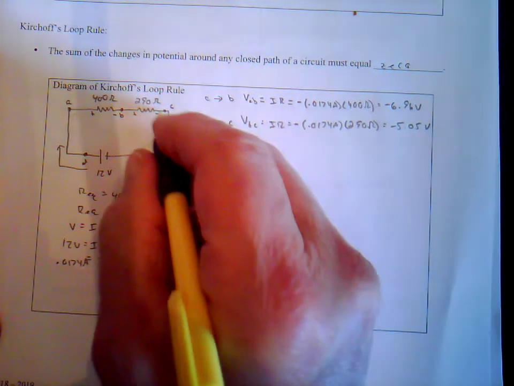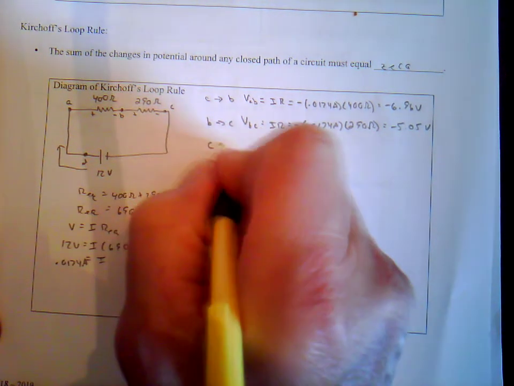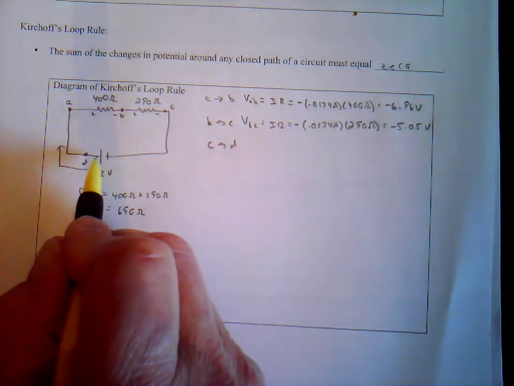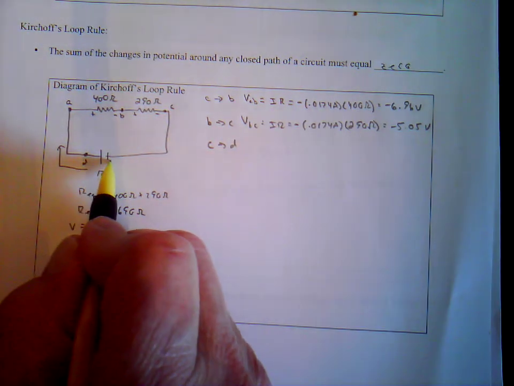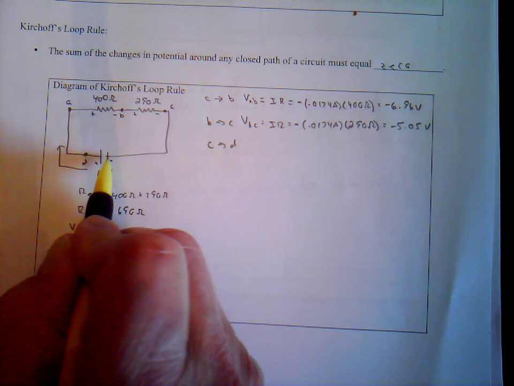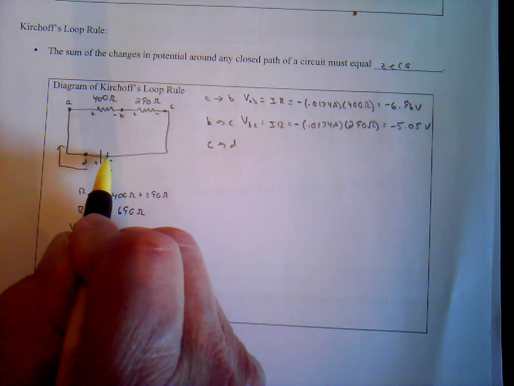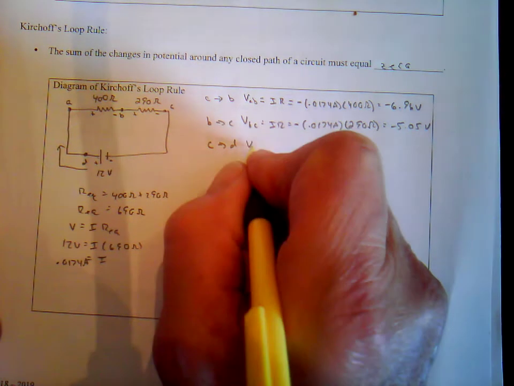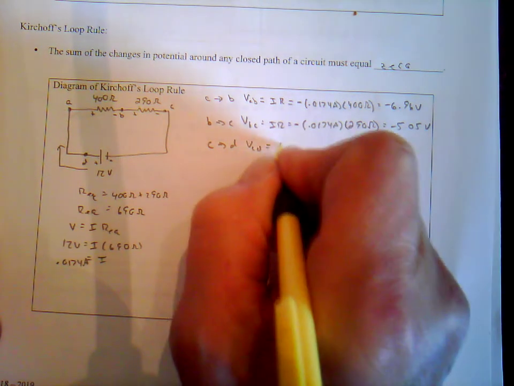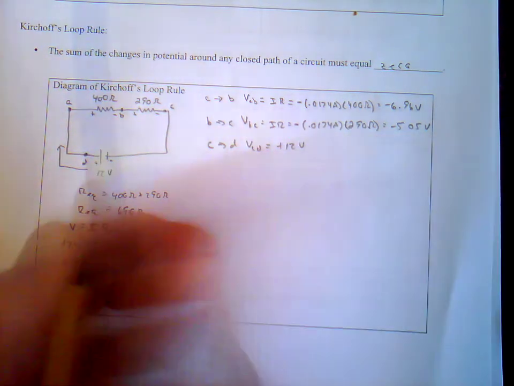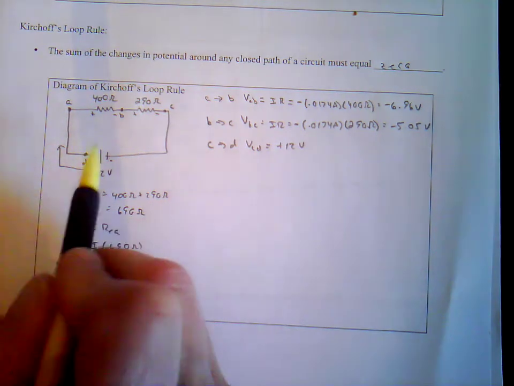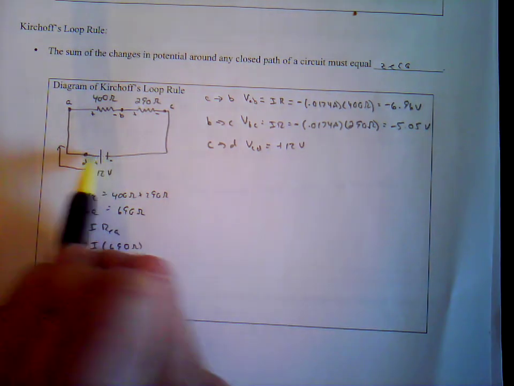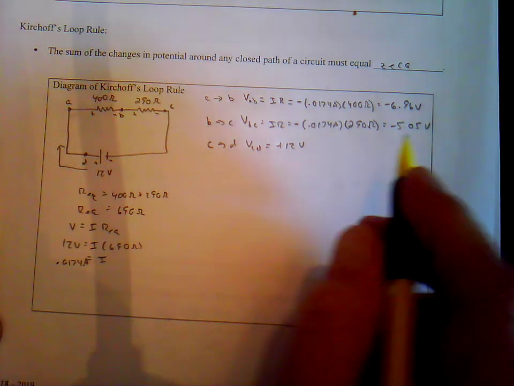Now we're going to go from point C to point D. We're going across a battery this time, and going from C to D, this is the negative terminal of the battery, this is the positive terminal of the battery. We're actually going from low to high potential here. So the voltage change from C to D is actually a positive 12 volts. It's an increase in voltage because the battery works to push that electron back from low to high potential so we can keep having the current flow through that circuit.